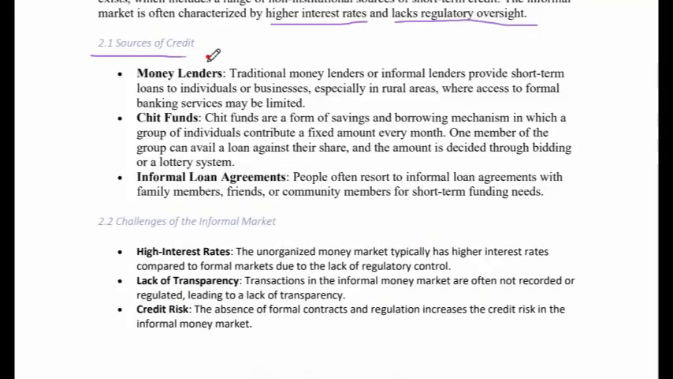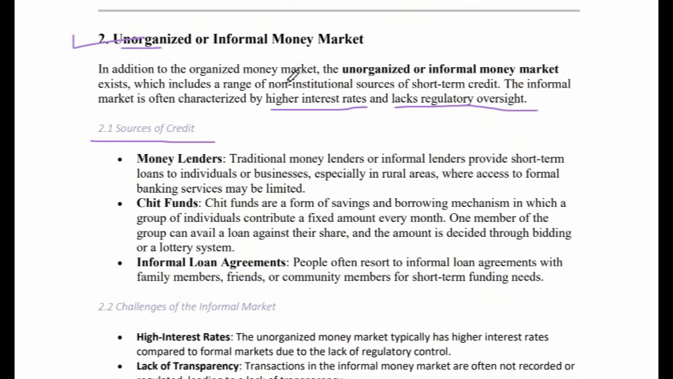Let us look at the sources of credit from the unregulated or unorganized or informal money market. Money lenders. Traditional money lenders or informal lenders provide short-term loans to individuals or businesses, especially in rural areas where access to formal banking services may be limited.